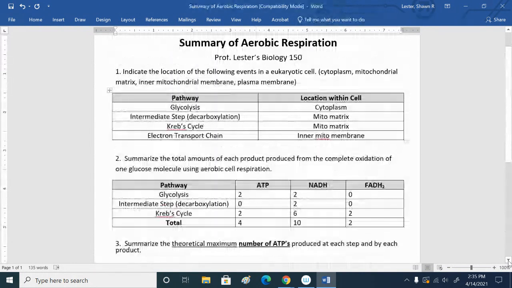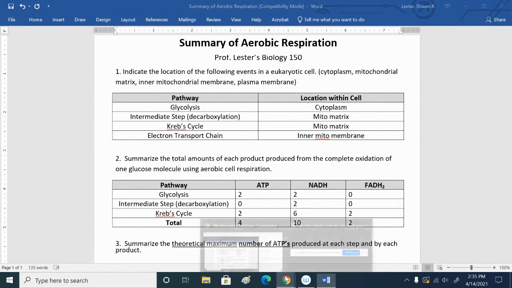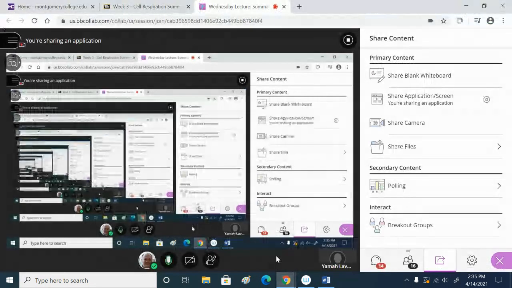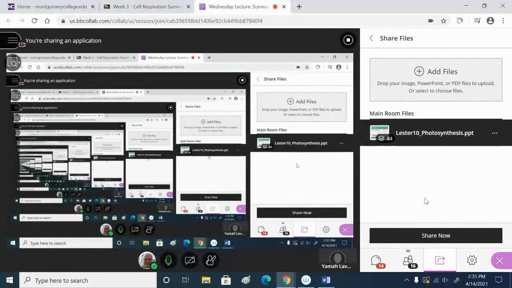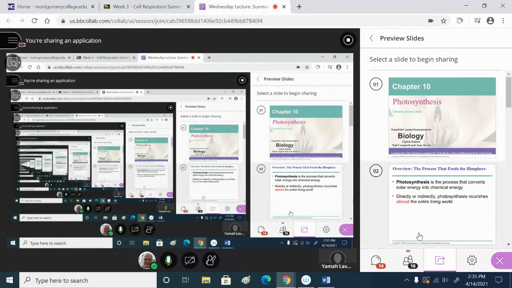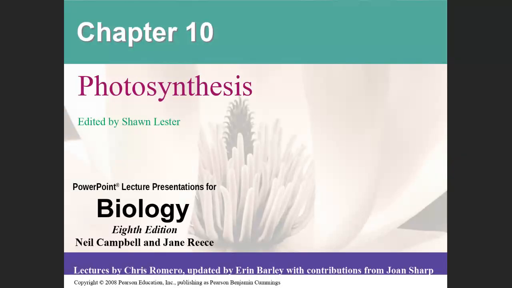So any questions on this handout? All right, so now we've summarized aerobic cell respiration. Now we can start talking about photosynthesis.